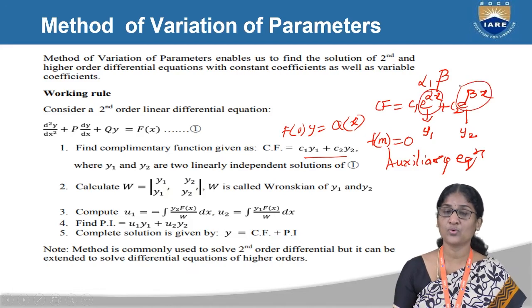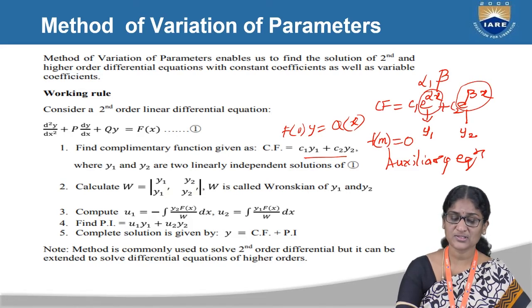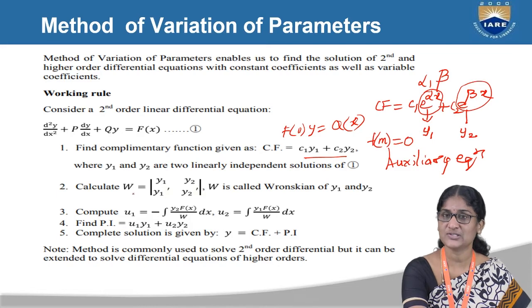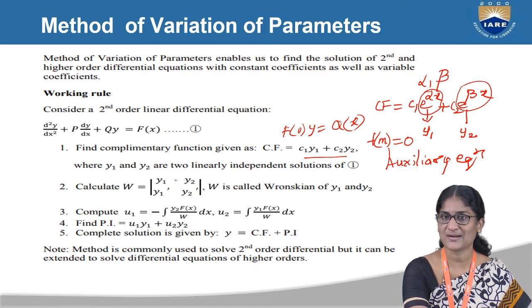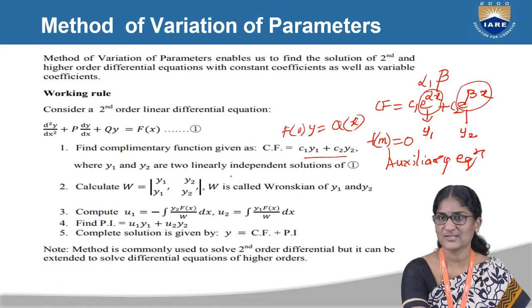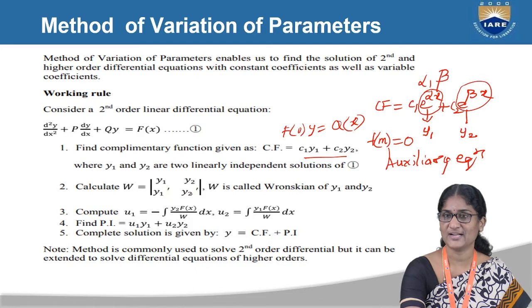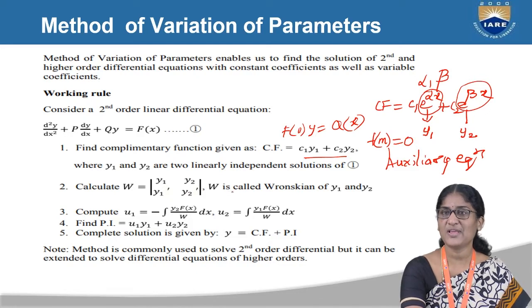After getting these two values, that is y1 and y2, we have to find the Wronskian function. Now, how to find the Wronskian function? It is denoted by W, and it is the matrix determinant of the functions and their derivatives, that is, whatever you got here, y1 and y2 and their derivatives. It may be a constant or it may be a variable.